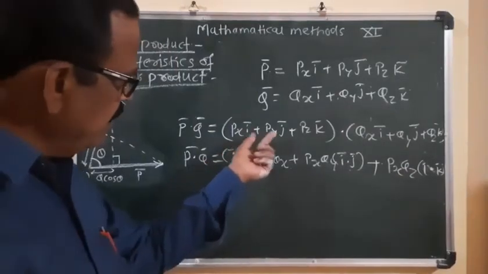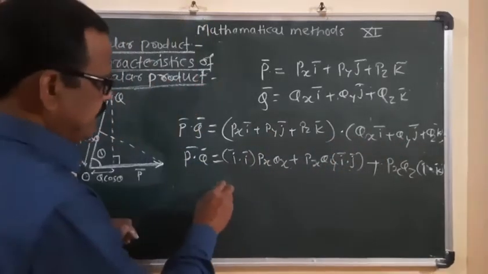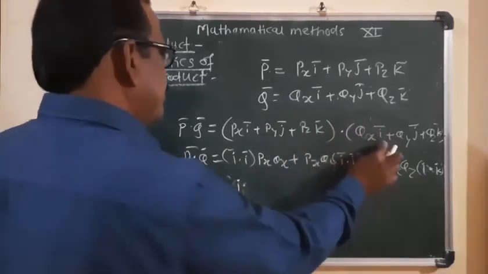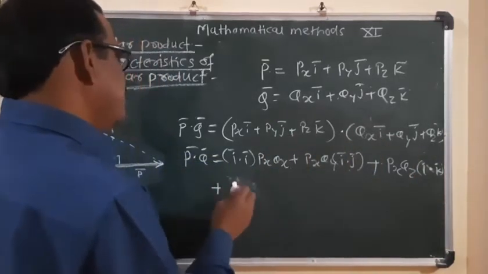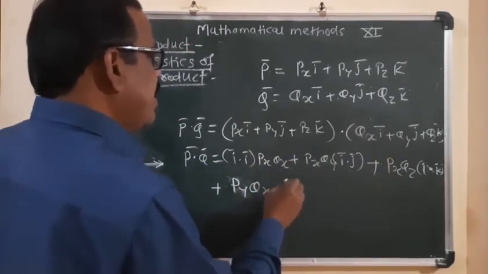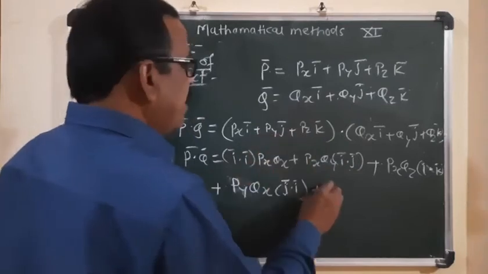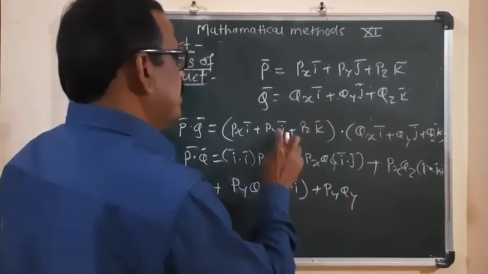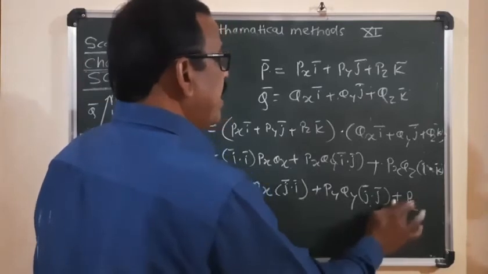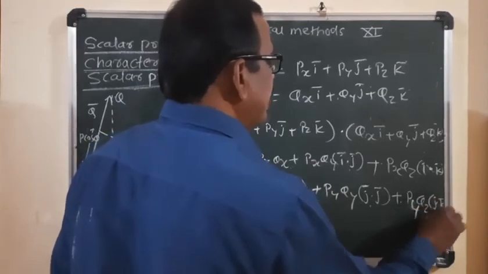पहिली term इथे संपली. आता दुसऱ्या term ला multiply करूया. We multiply the second term to the second bracket. Plus Py, that is J bar dot second bracket: Py Qx J bar dot I bar, plus Py Qy J bar dot J bar, plus Py Qz J bar dot K bar.